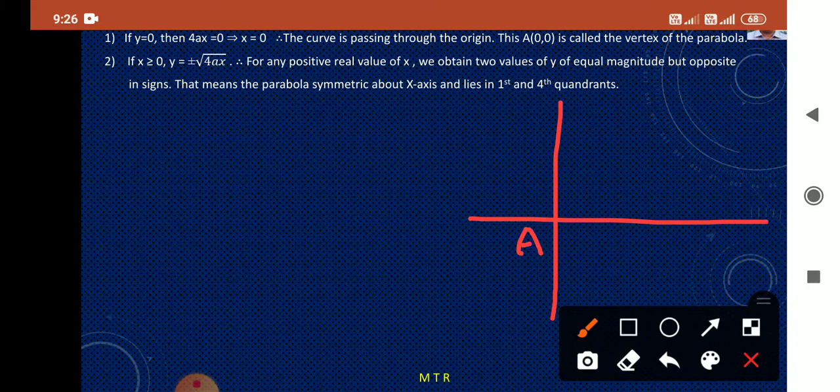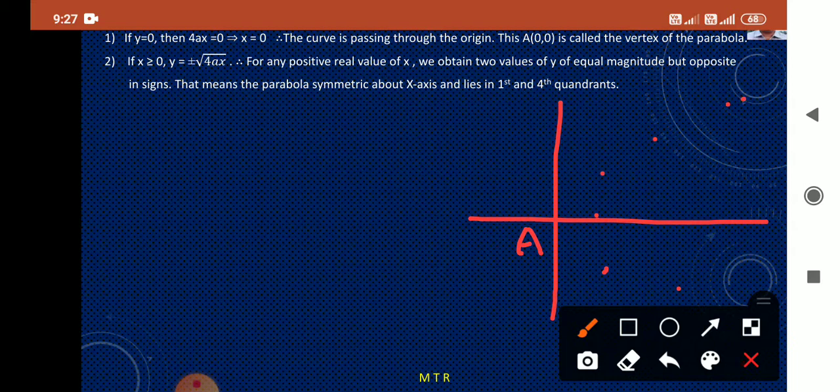For one positive value of x, positive meaning the right side of the y-axis, suppose the x value is 1. According to the value of x, we have two values for y, plus or minus. That means the values of y are equal in magnitude but opposite in sign. Suppose this is one value, this is another value at equal distance. For another value of x, this is one y value, this is another y value.